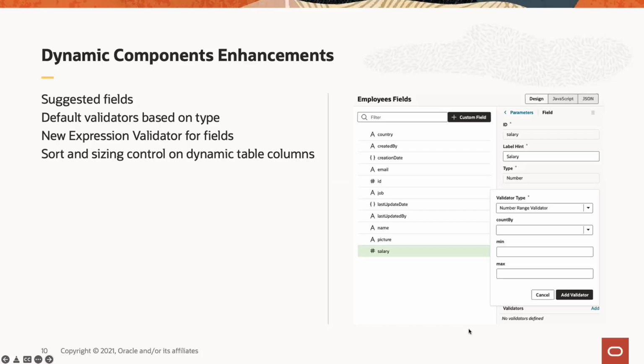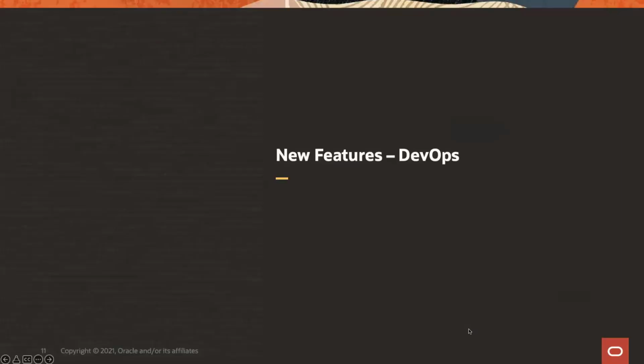In the latest release of the dynamic components, we added something called suggested fields. So those are a list of fields that are going to show up by default for you in various places. We now create validators and default them based on the type, making it easier and faster to create validators with the correct type of validator based on your field. We have a new expression validator for fields, and we also allow you to specify sorting and sizing for columns in dynamic tables. So again, enhancements to those components are in there.